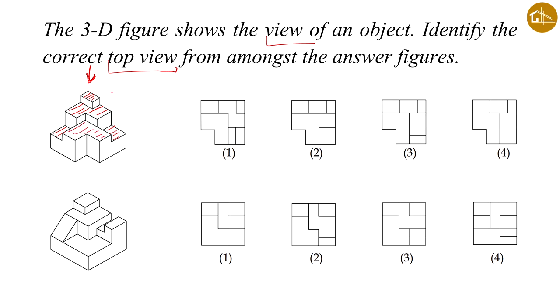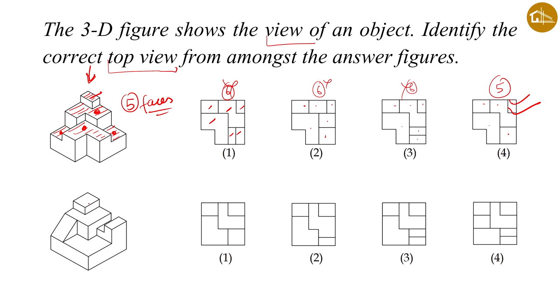So now we will count them. How many are they? 1, 2, 3, 4, and 5. There are 5 faces visible. Now we will try to compare with the options. This one has 1, 2, 3, 4, 5, and 6. These are 6 faces. Wrong answer. 1, 2, 3, 4, 5, 6. Wrong answer. 1, 2, 3, 4, 5, 6. Wrong answer. 1, 2, 3, 4, 5. Yeah, 5. This is the correct answer.